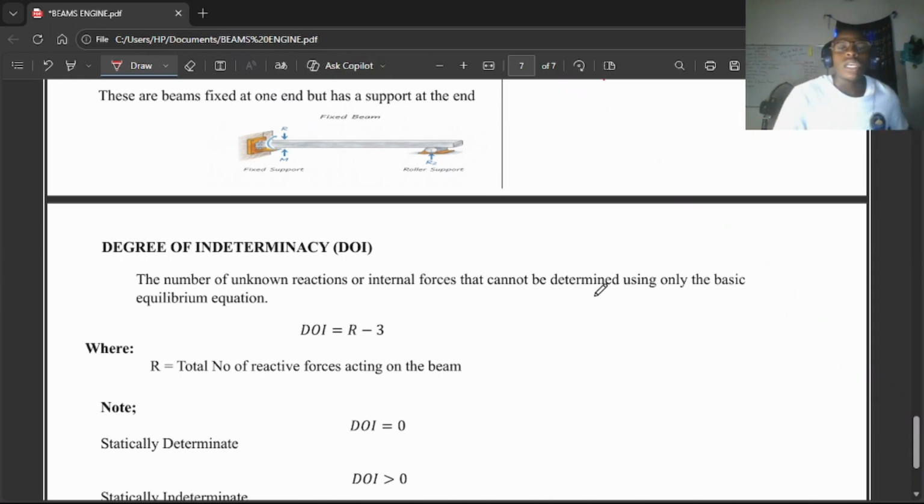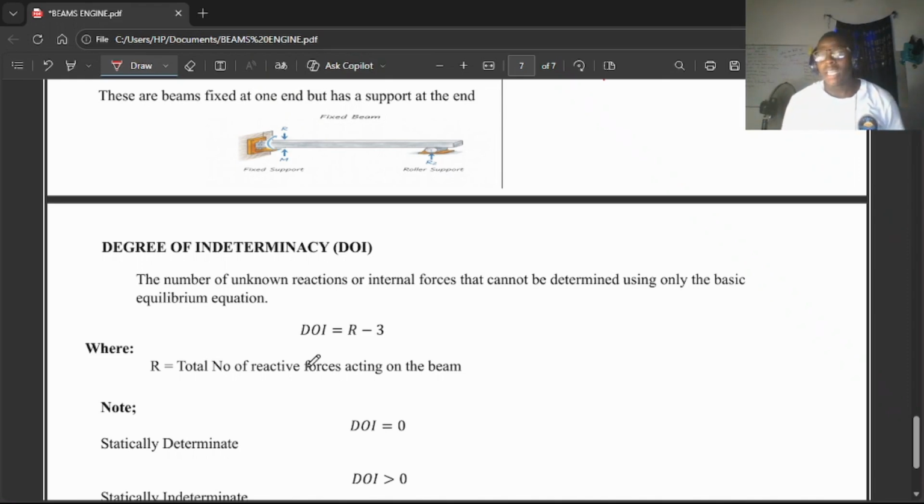And what's the equation? The equation simply tells you that DOI, degree of indeterminacy, is equal to R minus 3. And what's that R there? Your R simply stands for the total number of reactive forces acting on the beam. So that R is simply telling you what reactive forces you are seeing already. It is the reactions you have for that particular beam.